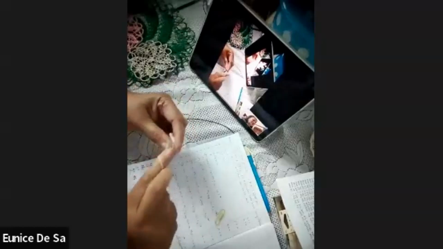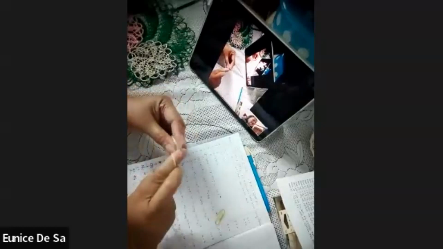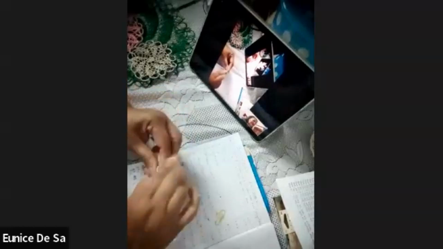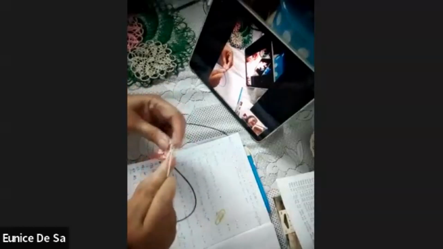Now we are going to go to row number 7 and that is all neat. I'm just going to count 1, 2. Now I have to have 8 stitches. 1, 2, 3, 4, 5, 6, 7, 8. Now let me tell you how I know that there are 8 stitches.